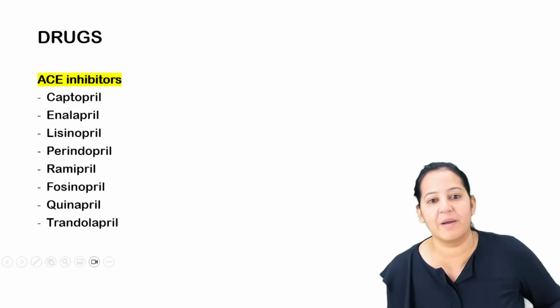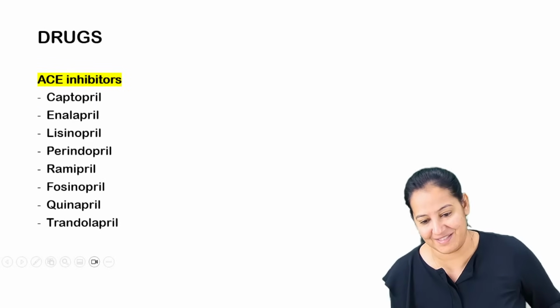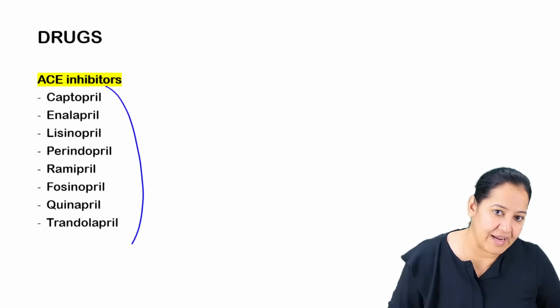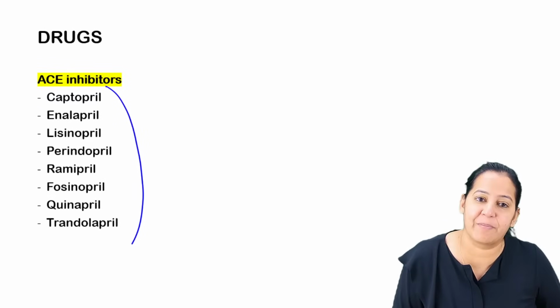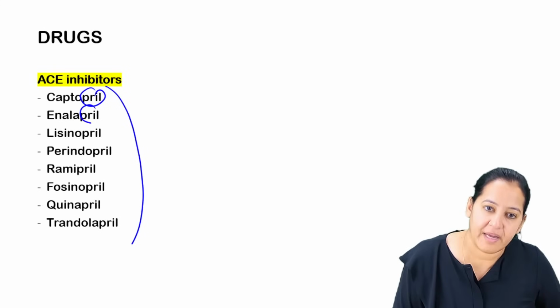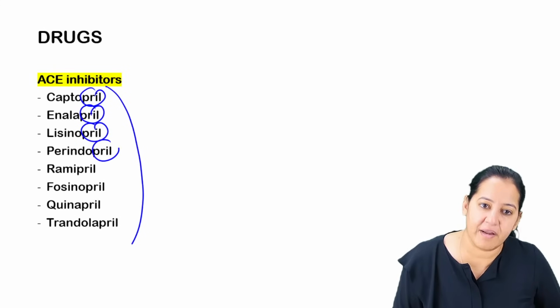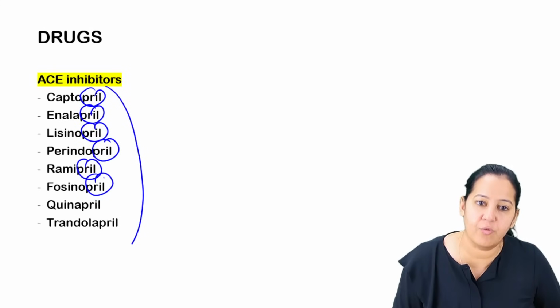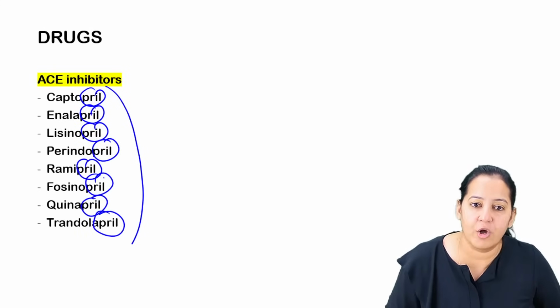Let me explain everything about the ACE inhibitors. Let's start with ACE inhibitors. There are a total of 7 or 8 drugs. The mnemonic: the suffix is pril. They are captopril, enalapril, lisinopril, perindopril, ramipril, fosinopril, quinapril, trandolapril.